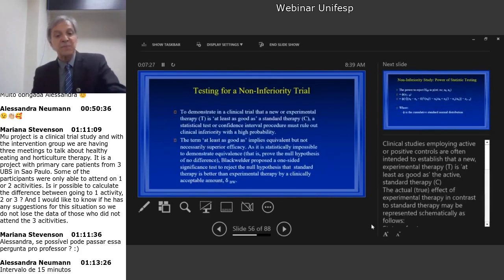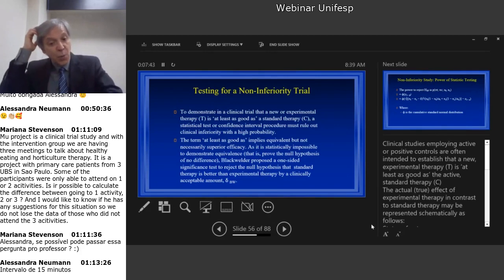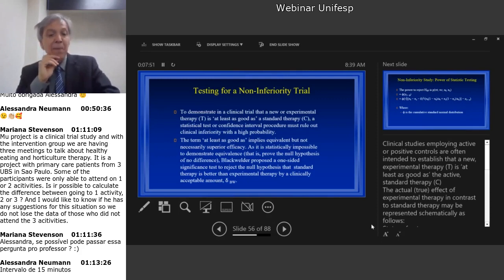The term "at least as good" implies equivalent, but not necessarily superior efficacy. It's statistically impossible to demonstrate equivalence, to prove the null hypothesis of no difference. You cannot prove it. You can just accept or reject it because of the weight of the evidence. And this author, Blackwelder, proposed a one-sided significance test to reject the null hypothesis that a standard therapy is better than experimental therapy by a clinically accepted amount. So that's how non-inferiority trials are set up.